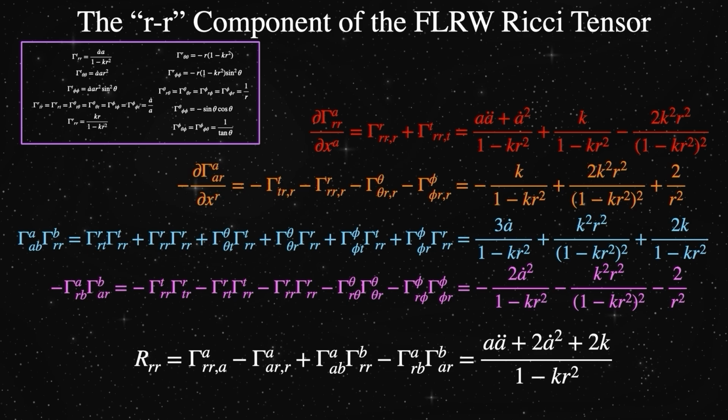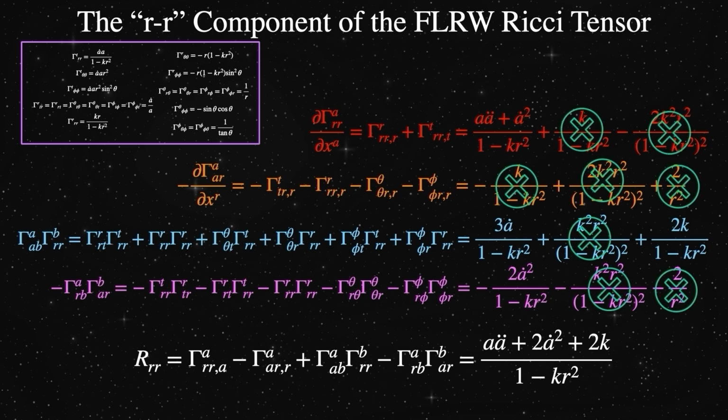The radial symmetry, meaning the isotropy of the space, is apparent with that. When we add everything up, we get a lot of canceled terms. This makes the final result of the RR component of the Ricci tensor a really simple-looking thing across the bottom.